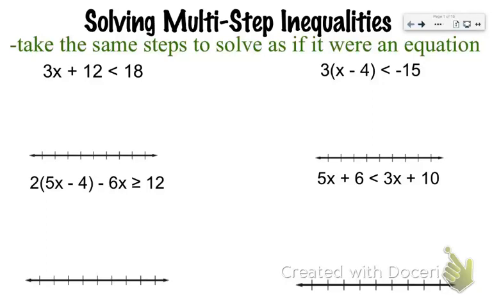This is the topic 3 video for chapter 5, solving multi-step inequalities. So essentially when we do this, we solve it just like a regular equation. We take the same exact steps. The only thing we need to worry about is flipping the sign if we multiply or divide by a negative number.